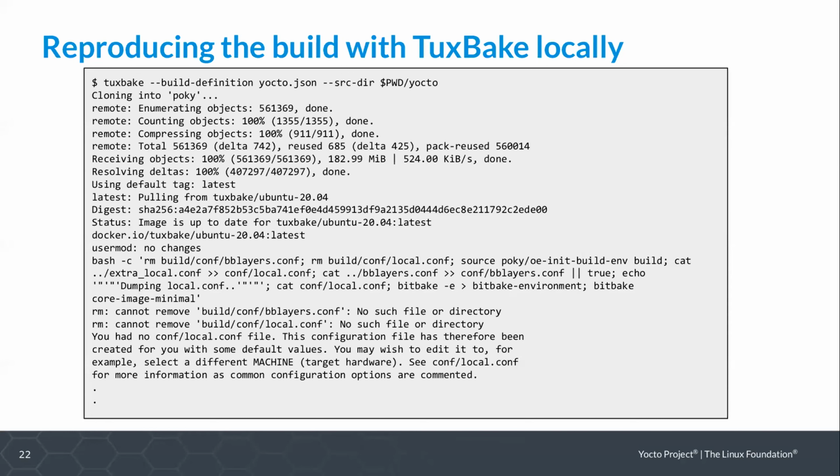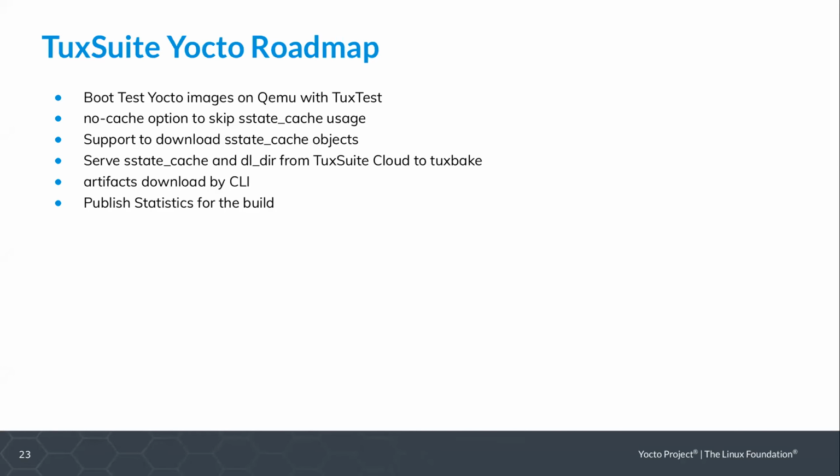Okay, I'll try to be faster. In terms of the TuxSuite Yocto roadmap, we want to hook it up with our TuxRun and TuxTest, so that you can define a plan where you build the images and as well as ask them to boot test in QEMU, and it'll do it for you. We still plan to add a no-cache flag, which will allow us to skip the sstate usage during the cloud builds. We plan to provide support to download these sstate objects to reproduce them locally as well as debug if you have any issues.